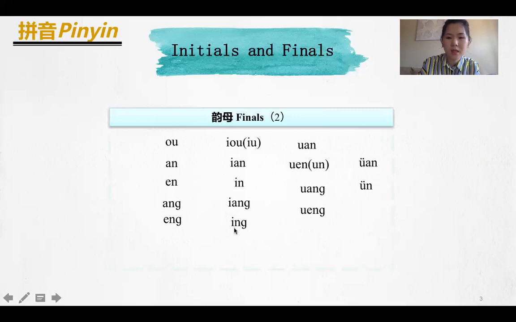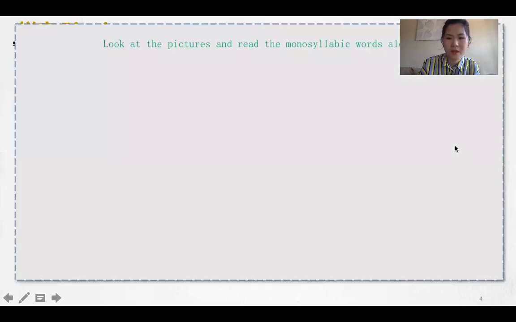Okay, last set. Ying, ying, weng, weng. So when you see this n and g together, it's nasal, right? Yang, wang, ying, weng. Okay, so this one, weng, and then you have yong, yong. It's o and ng, right? Yong. Okay, those are the finals.